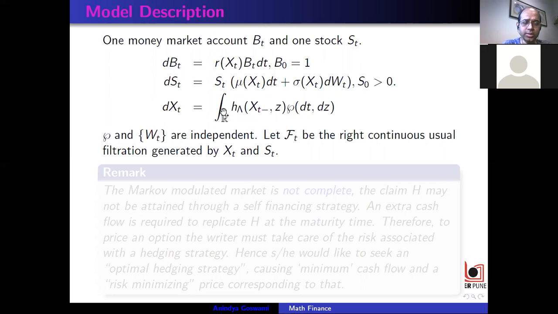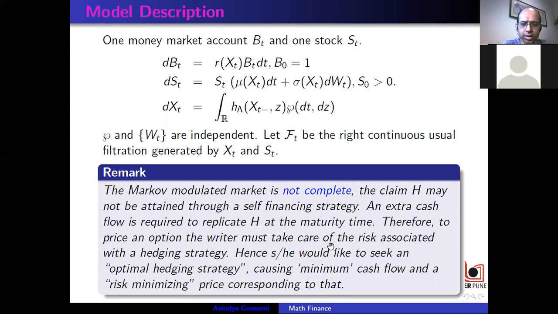So then there is a system of equations for X, and you assume the normal thing, that P and W are independent, and F_t is the right-continuous usual filtration generated by X and S. So then this is just a remark about incompleteness of the market. Okay, so here this is the thing I was talking about.